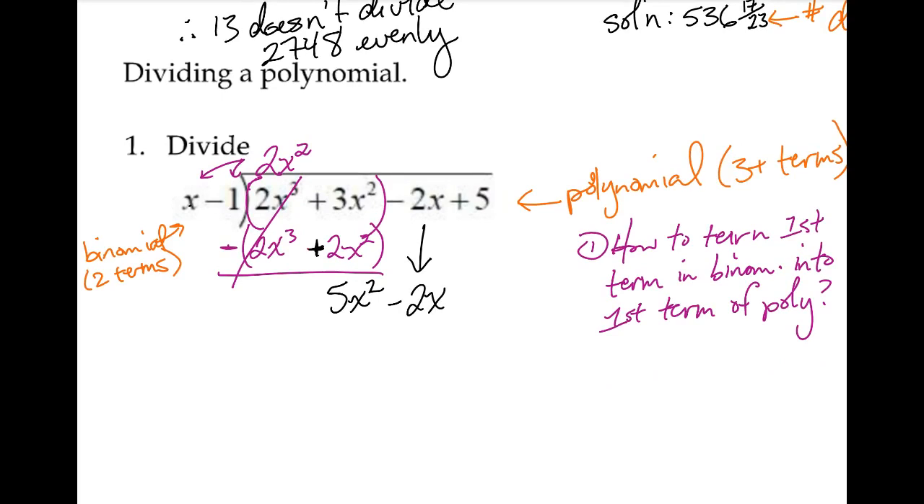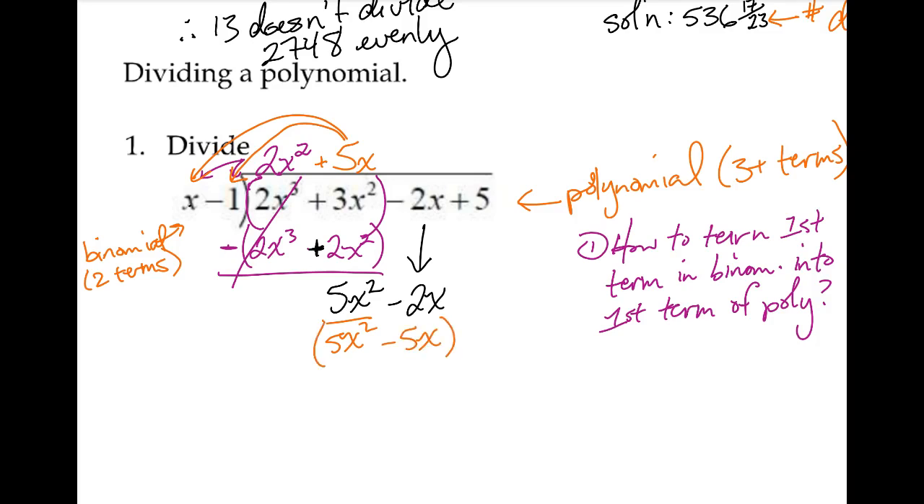Now I'm looking at this, and again, I look at the first term that I have down here to work with, and I'm going to say, what do I multiply my first term of my binomial by to get that? Well, in this case, I want to make 5x squared, so I need that 5 because I've got nothing in front of x right now. And I need one more x, so that's exactly what I'm going to put there. And then I'm going to distribute that to both terms. So I've got 5x times x is 5x squared, and 5x times negative 1 is negative 5x.